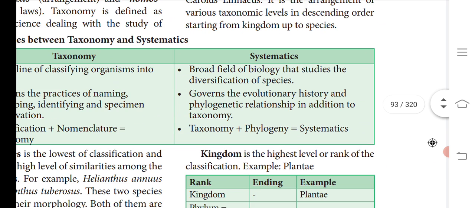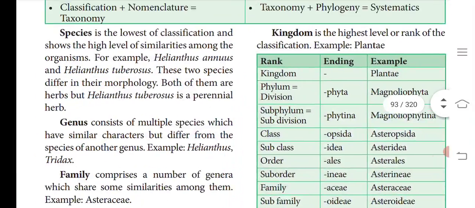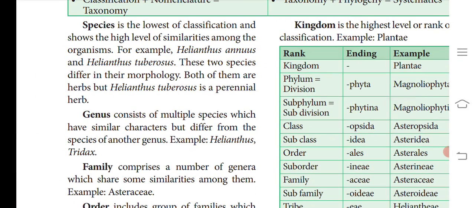Okay, so taxonomy plus phylogeny is called systematics. Species is the lowest of the classification, and it shows high levels of similarity among the organisms. Okay, so which are all the organisms which are looking alike, the same species will look exactly alike.